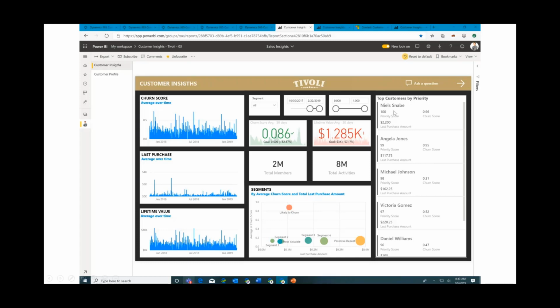Here on my left-hand side, I have somebody like Neil Snap, who's a customer of mine, with a 96% churn score, right? So these are customers that I need to worry about every day, right? How do I get these people to lower their churn risk? Then I have all the transactions, all the numbers that you want to see in any reporting tool, you can see it here. But this is one from actual Tivoli Gardens.